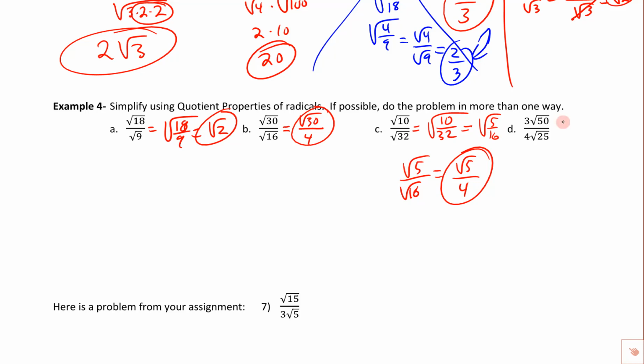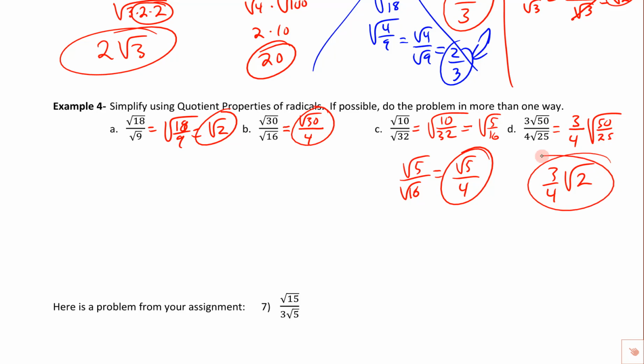Okay, so let's take a look at this next one. We've got a 3 and a 4 on the top. And let's do this. We'll write this a little bit shorter. Let's write the 3/4 out front, and then we're going to write this fraction underneath. We're going to do 50 over 25. And look what happens here. 50 divided by 25 is 2. So this is 3/4 times, we've still got the radical there, 3/4 times radical 2, and there's the answer.